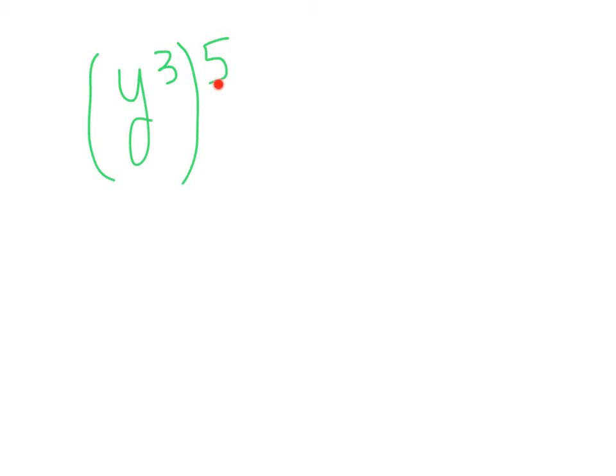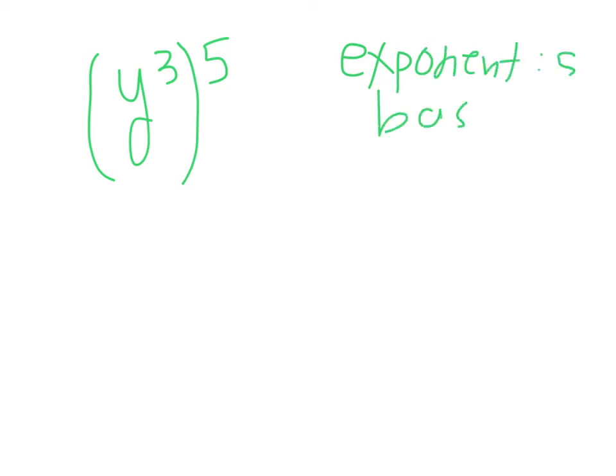My exponent is 5. The exponent tells me the number of times to write the base. What is the base? The base is y to the third power. So the exponent is 5, and the base is y to the third power. So I better write that down. The exponent is 5, and the base is y to the third.